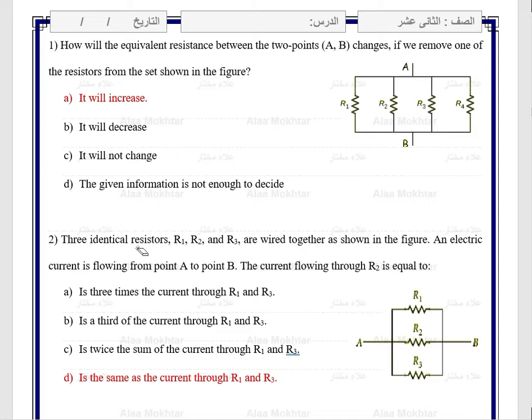Question 2. Three identical resistors R1, R2, R3 are wired together as shown in the figure. An electric current is flowing from point A to point B. The current flowing through R2 is equal to... If I total comes from this side, it will be divided into three currents. They equal each other because the resistors are equal to each other, so I1 equals I2 equals I3. Why? Because V1 equals V2 equals V3 in parallel, and R1 equals R2 equals R3, so current 1 equals current 2 equals current 3.